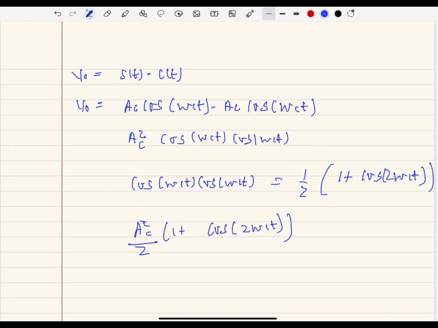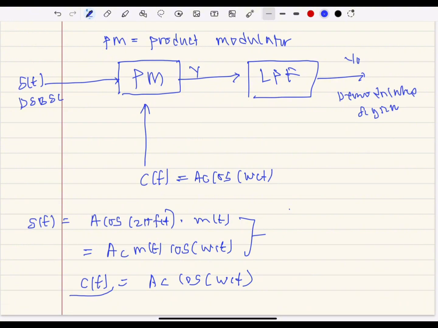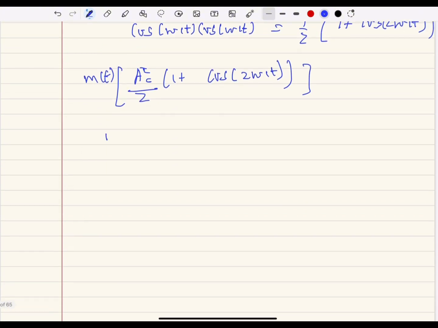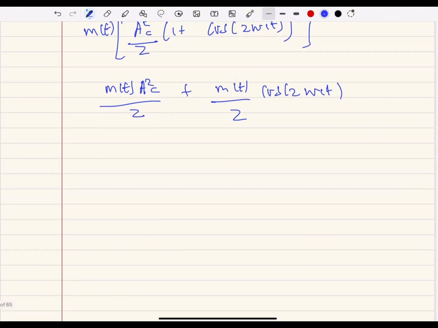Remember that there was an m of t here. I didn't include it, so we need to include it here. Then from there we will multiply everything by m of t, because m of t is multiplying it. At the end of the day, we are going to get m of t multiplied by A squared c over 2 plus m of t multiplied by A squared c over 2 cos 2 omega ct. Now, this is what I have.